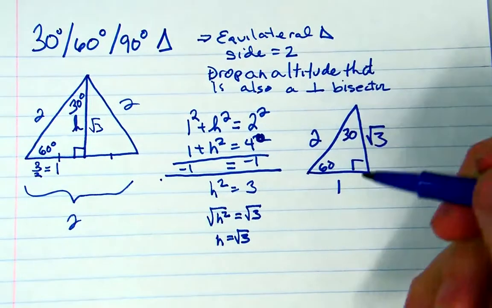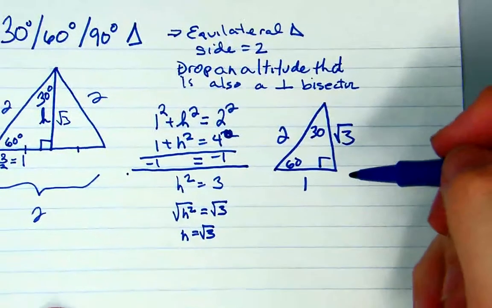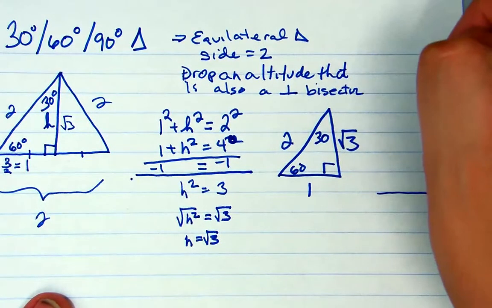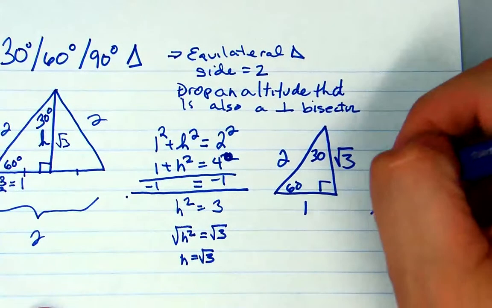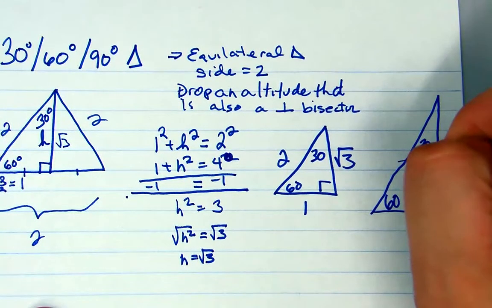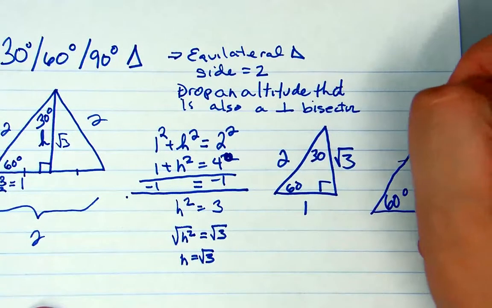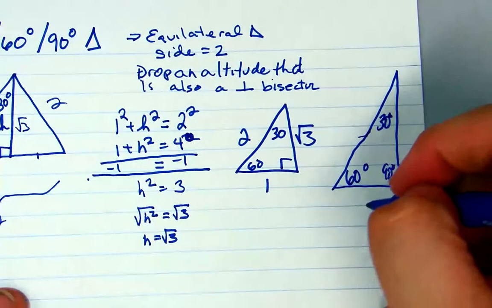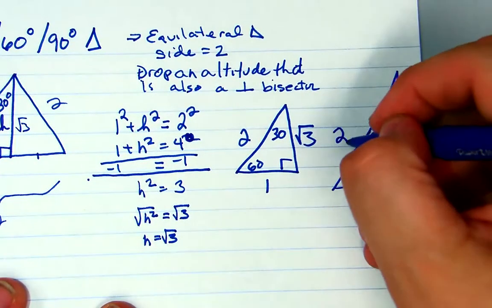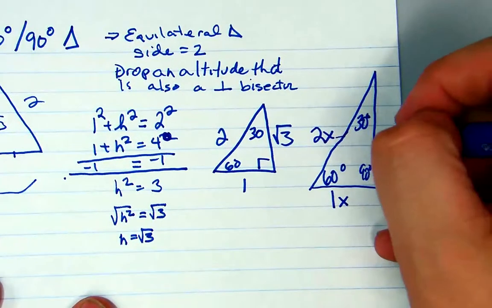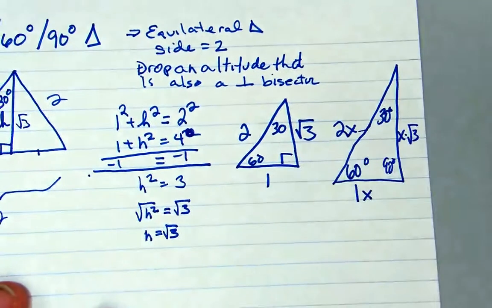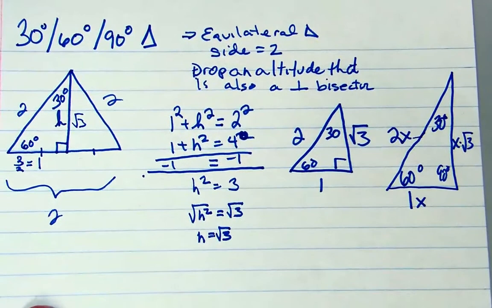And if we want to expand this to a bigger one, if we want to dilate it larger, multiply it by a scale factor, I drew a nice bigger one. That's still 60, that's still 30, that's still 90 degrees. Now, don't measure them because they're probably not exactly that. I would say that this is 1 times x, this is 2 times x, and this is x times the square root of 3. So, there's your 30, 60, 90 triangle, and that's where it comes from.